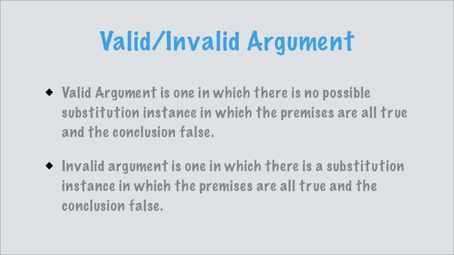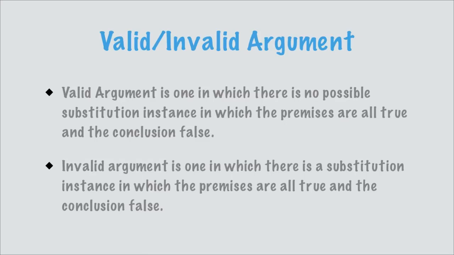So when we talk about a valid argument, we've mentioned this before. A valid argument is one in which there is no possible substitution instance in which the premises are all true and the conclusion false. An invalid argument, on the other hand, is one in which it's possible for the premises to all be true and the conclusion false.